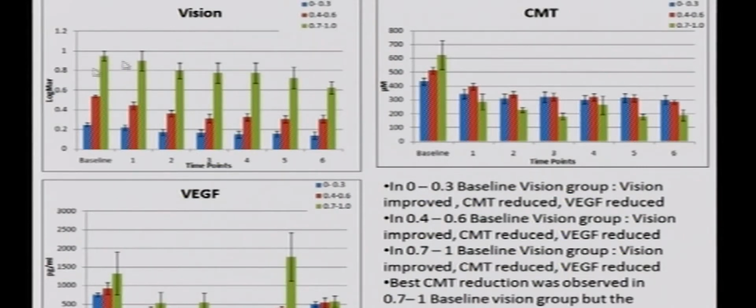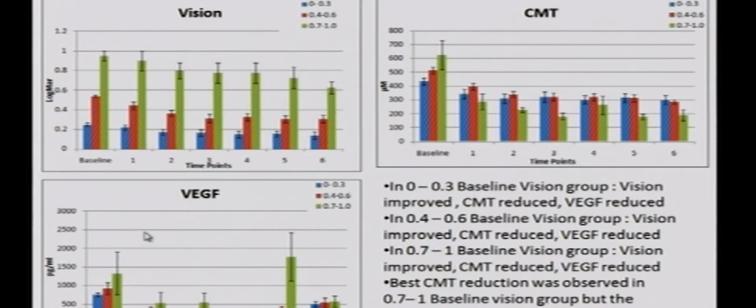Now this is based on baseline vision. You can see that this is the poor vision group. This is logMAR visual acuity, that's why this is poor vision. Even the poor vision group improved by about 3 lines. The better vision group obviously did not improve like that because 6/9, 6/12 cannot improve more than 1 line. So what has happened to the CMT? You can see that in the poor vision group, by the end of the 3rd month, the central macular thickness reduced more than that of the other groups. Why? Because there is an element of macular atrophy.